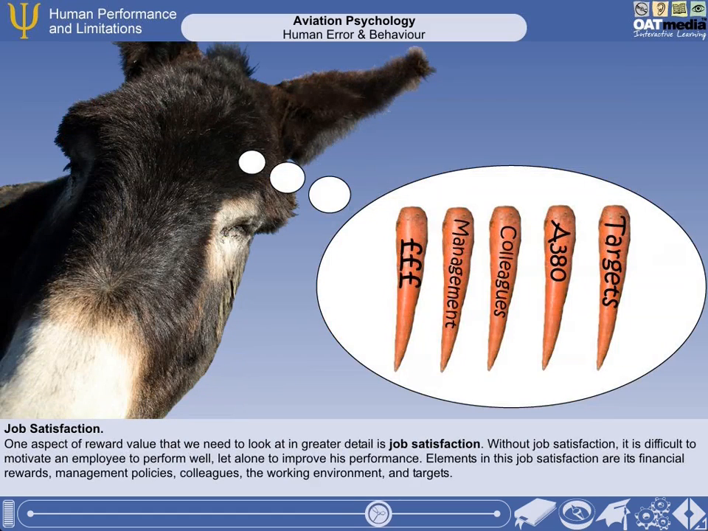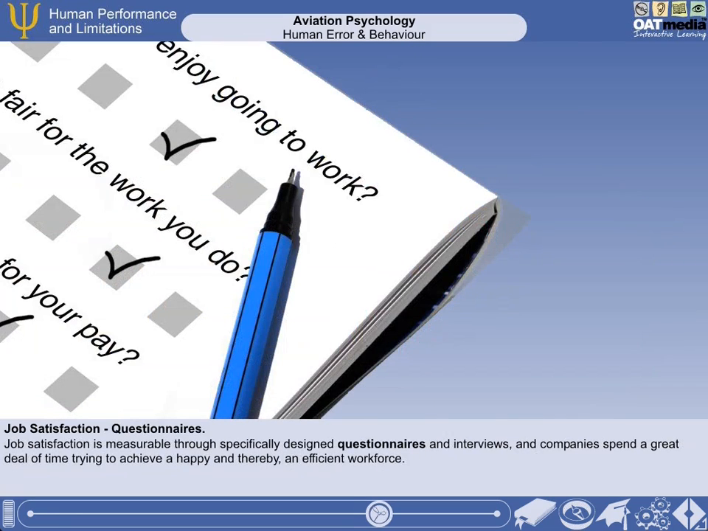One aspect of reward value that we need to look at in greater detail is job satisfaction. Without job satisfaction, it is difficult to motivate an employee to perform well, let alone to improve his performance. Elements in this job satisfaction are its financial rewards, management policies, colleagues, the working environment, and targets. Job satisfaction is measurable through specifically designed questionnaires and interviews, and companies spend a great deal of time trying to achieve a happy and thereby an efficient workforce.